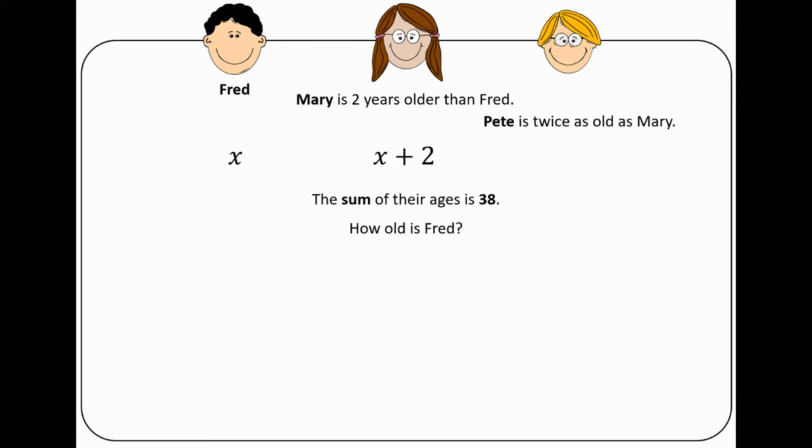So Fred is x years old. Mary is 2 years older than Fred, so that would be x plus 2. And Pete is twice as old as Mary, so that would be 2 lots of x plus 2. The sum of all of their ages is 38.